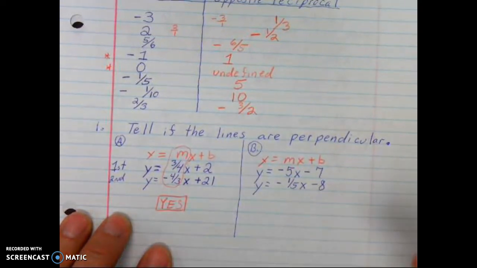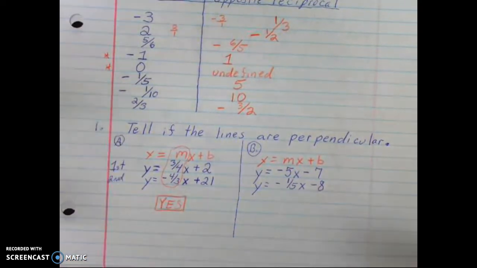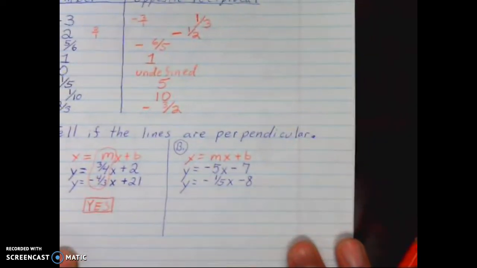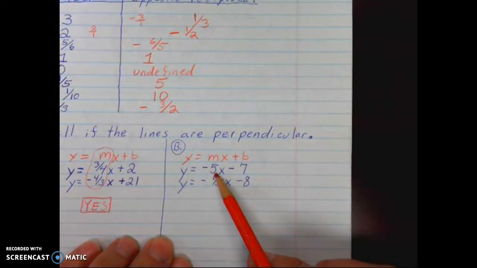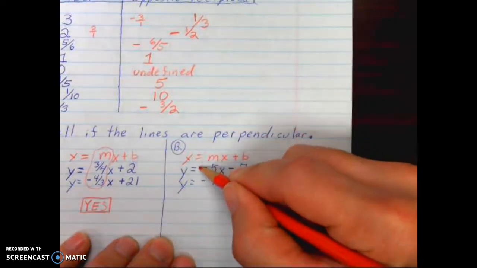Okay, not as easy as with parallel lines that are the same, but not too much more difficult. All right, let's look at B. So on B, we have a -5, which is our slope. You don't have to put the x.